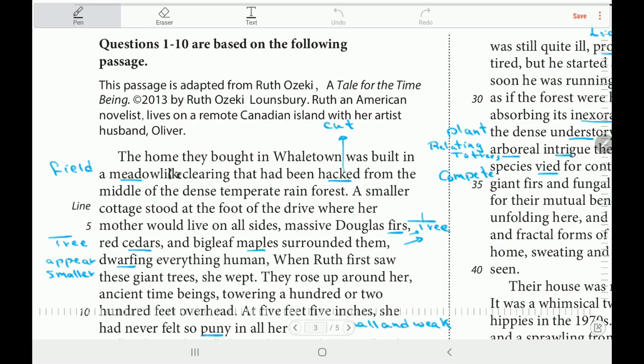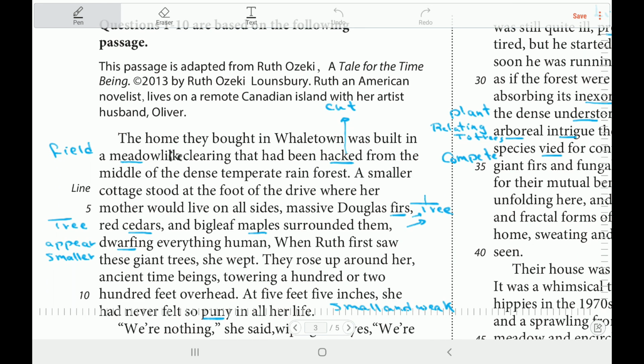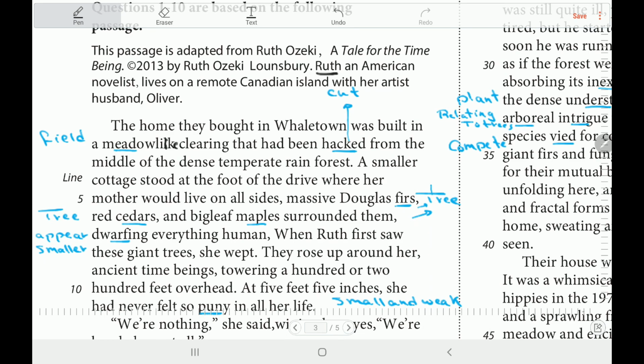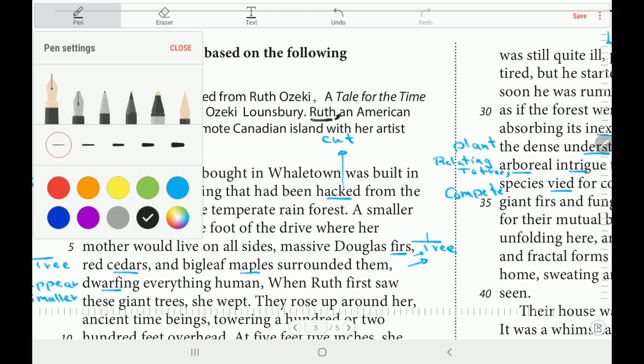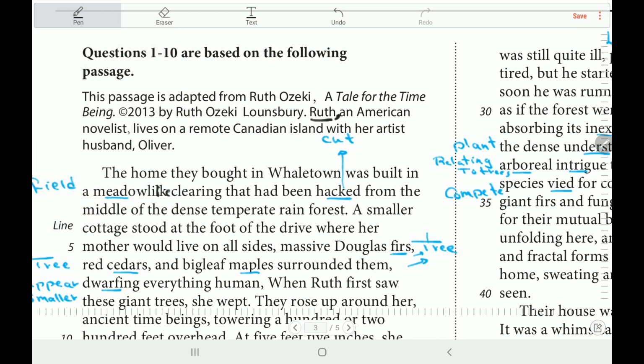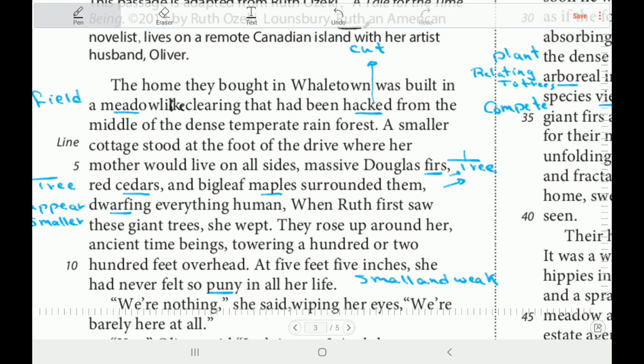Okay, welcome back. So let's read the passage. So remember, this is the May 2022 International first passage. This passage is taken from Ruth, whoever, a tale from time. That starts from Ruth. There is a missing comma here. So the blurb is very important. Ruth, an American novelist, lives on a remote Canadian island with her artist husband Oliver. So we have Ruth and Oliver, husband and wife.